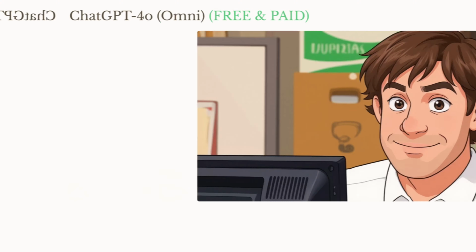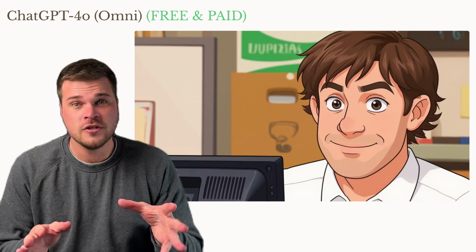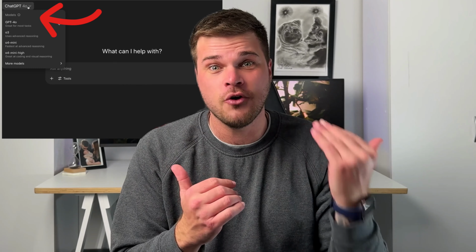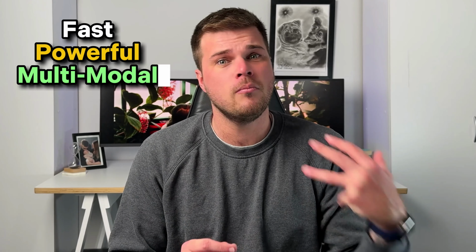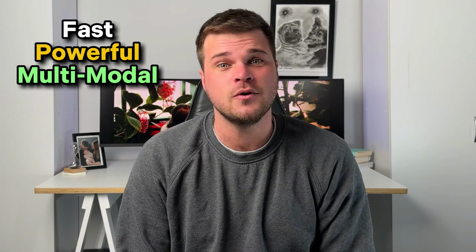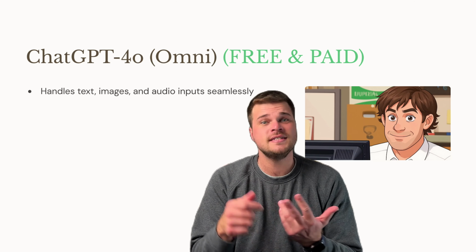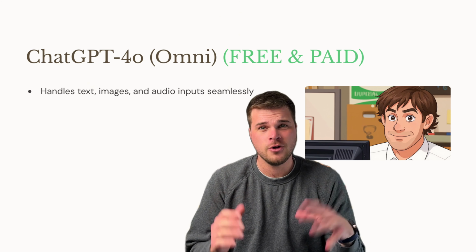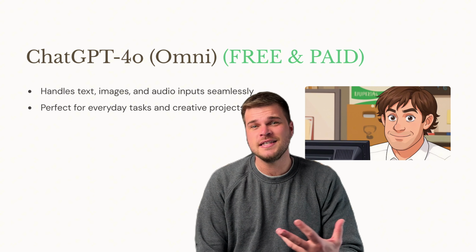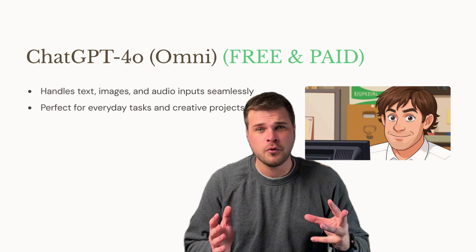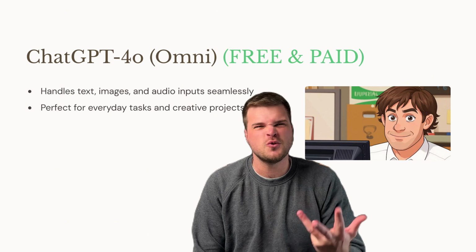ChatGPT model breakdown. 4.0 or 4 Omni. The versatile all-rounder. Free version of ChatGPT that most people use day to day. Interestingly, I've observed that people that have the paid ChatGPT plan typically still use this model because they don't know that they should switch. It's a fast, powerful, multimodal model that most people use every single day. It can handle text, images, and audio inputs. Best for everyday tasks, general questions, and conversational AI. Creative projects like brainstorming and visual storytelling.